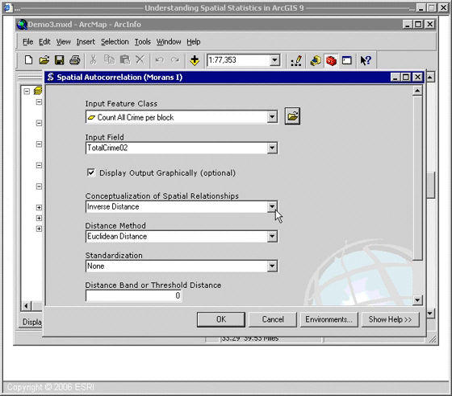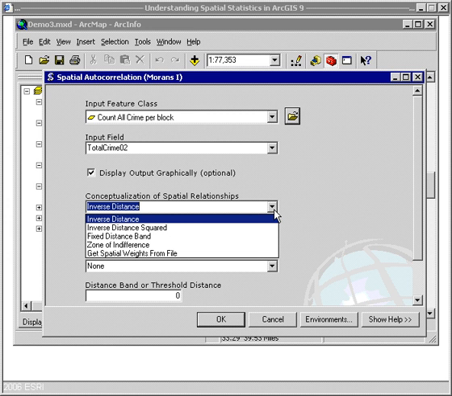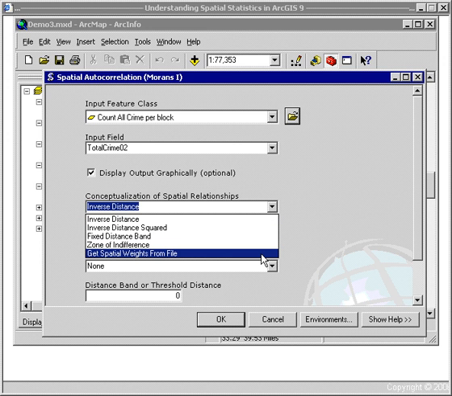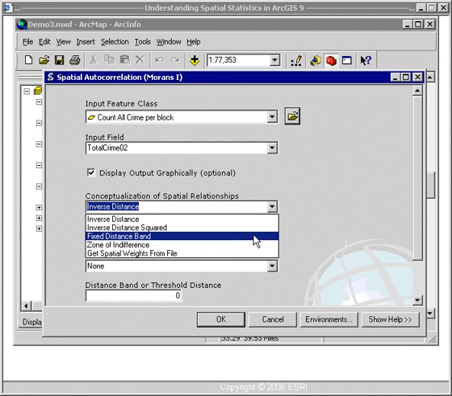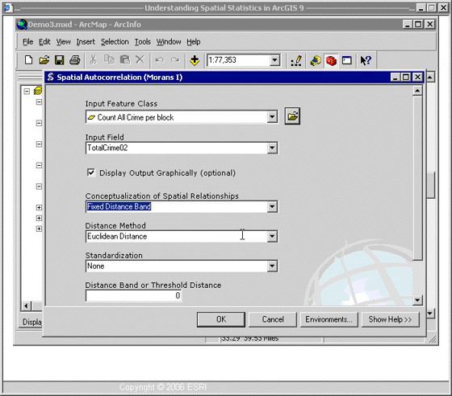Now, conceptualization is how we define the relationship among our spatial features. We have several choices here, including a user-defined spatial weights matrix. The recommended conceptualization for the hotspot analysis tool is the fixed distance band, so that's what I'm going to use. For our distance method, I'm going to use Euclidean, which uses a straight line distance in the calculation.